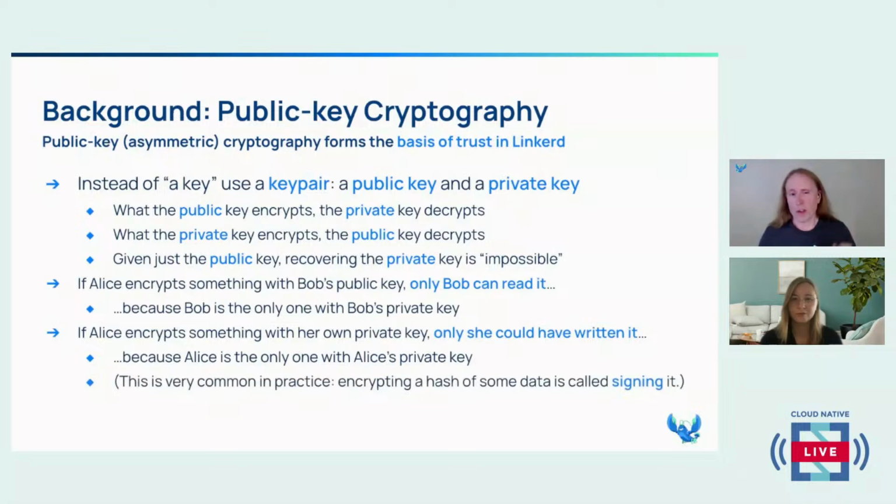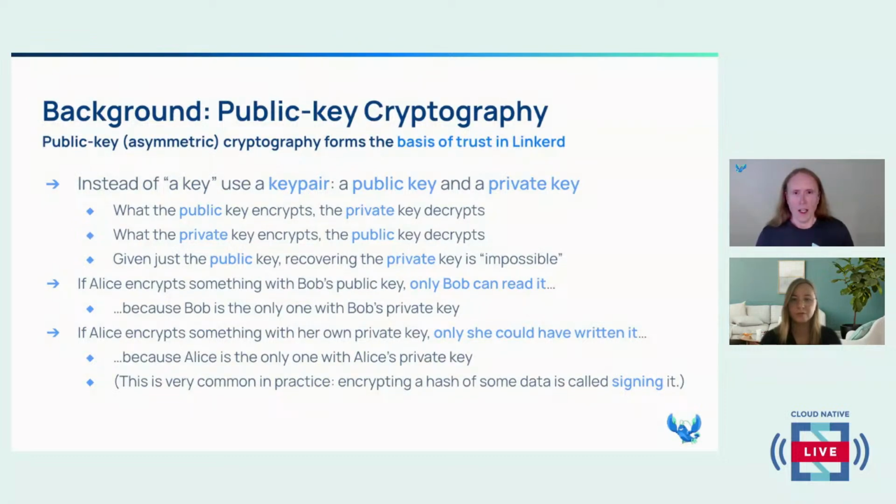This business of encrypting with your own private key, by the way, is actually really common. Typically, Alice would take some data to send to Bob, encrypt a hash of it with her private key, and then he could verify that if he can decrypt the hash with Alice's public key and it matches the data, he knows that she's the one who sent it. That's so common, it's called signing. It has its own name.